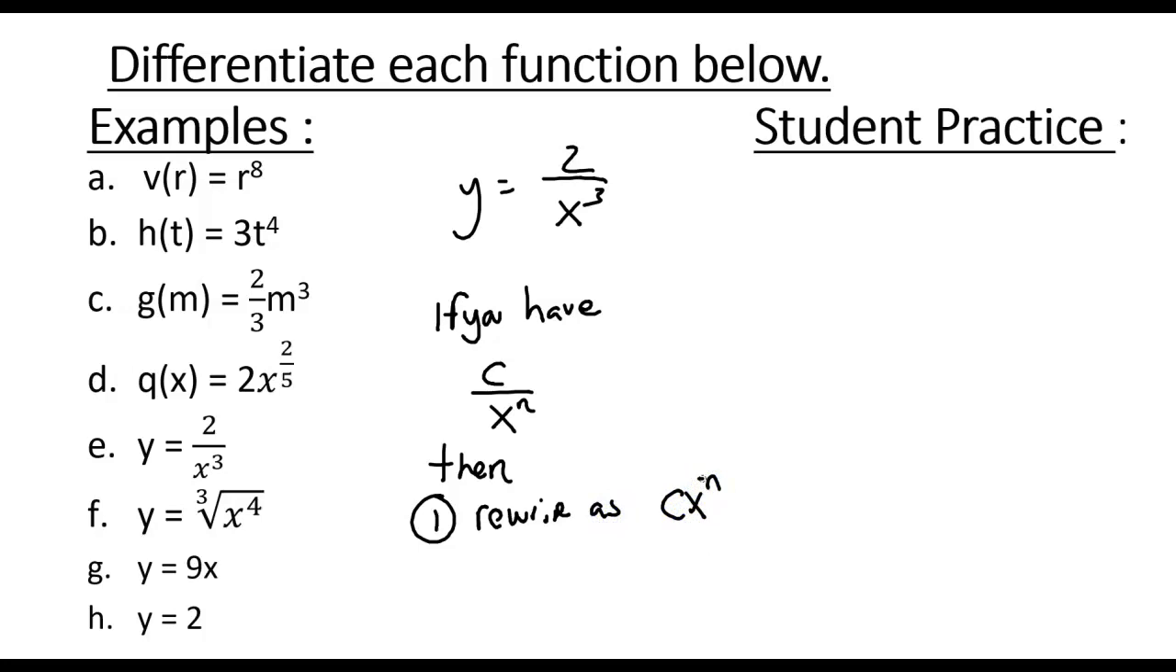So what do I mean by that? I'm going to take my function, y equals 2 over x to the third. I'm going to rewrite it. I'm going to keep the 2 where it is. I'm going to move the x to the third up to the top with the 2, but by doing that, I'm going to make the power a negative. So that's your first step.